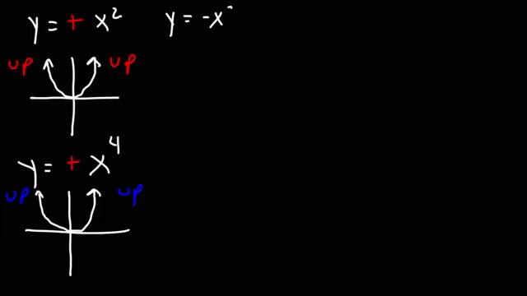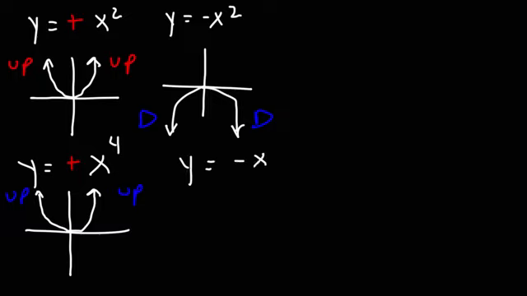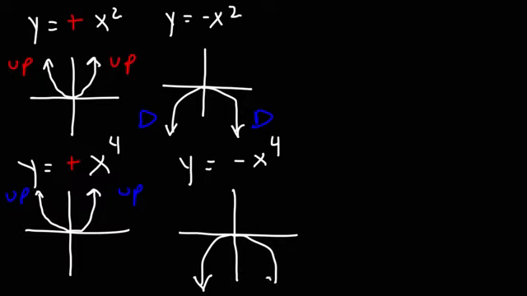Now, if we have negative x squared, the end behavior is going to be down on the left and down on the right. So I'm just going to use D to represent down. Now for y equals negative x to the fourth, the situation is similar. It's going to be down on the left and down on the right as well.